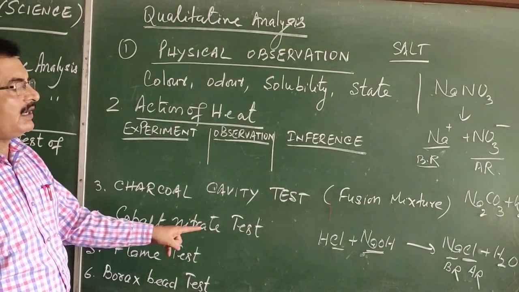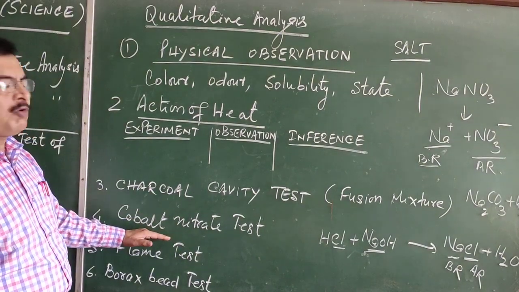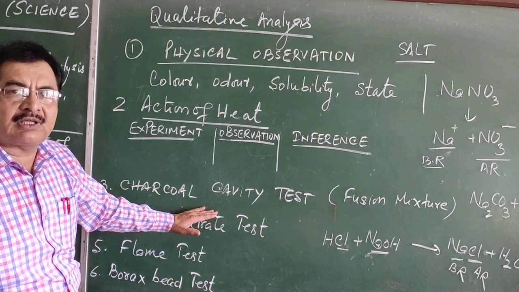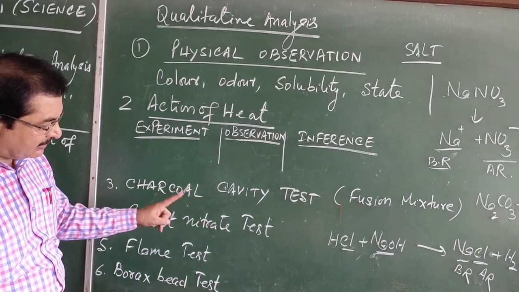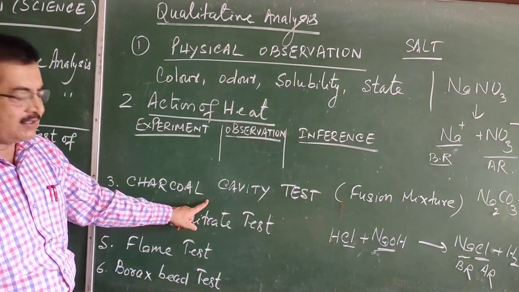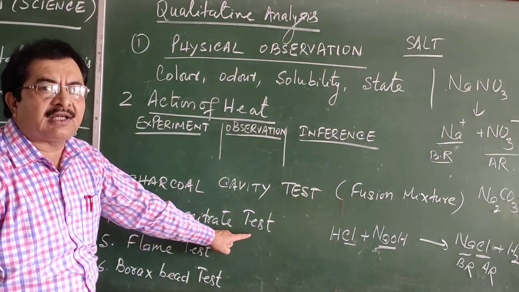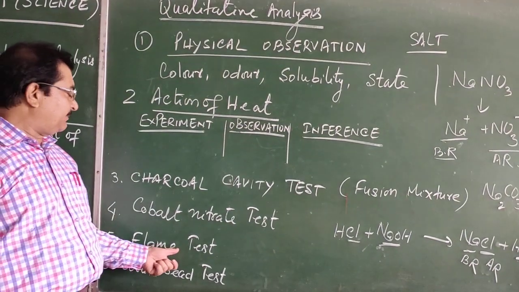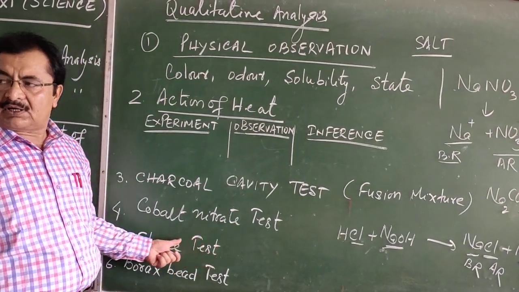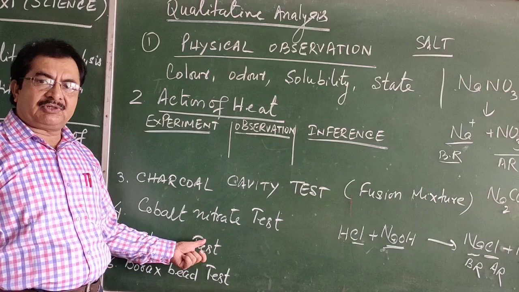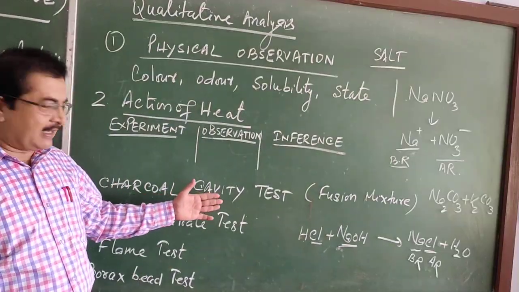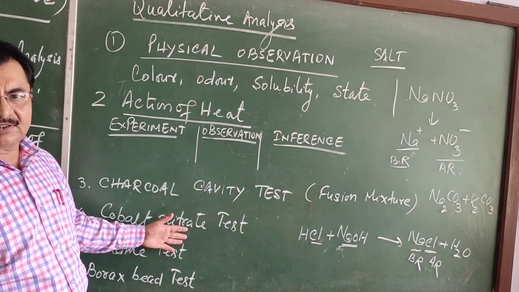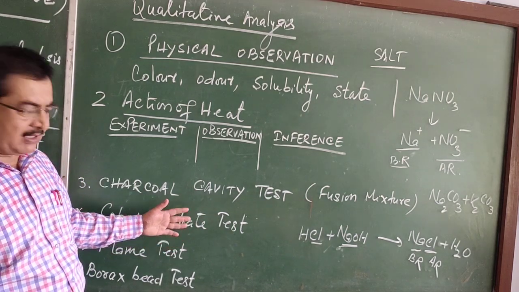Then we come to the cobalt nitrate test. When do we do the cobalt nitrate test? When we get the white residue in the charcoal cavity test. If we do not get white residue in the charcoal cavity test, we do not have to perform the cobalt nitrate test; we omit this test. Then the 5th test is the flame test.